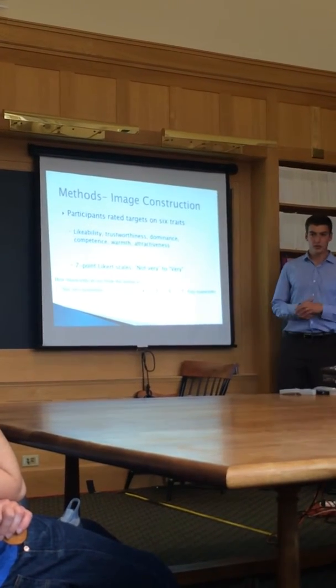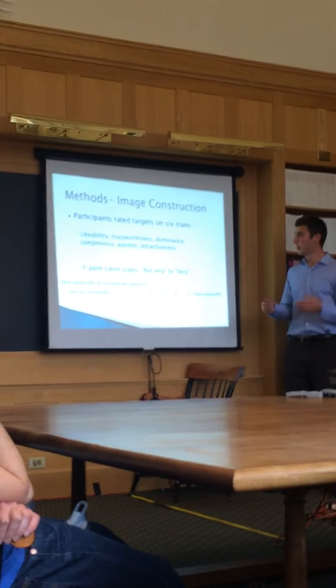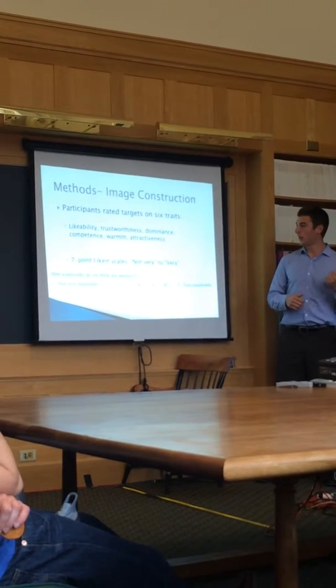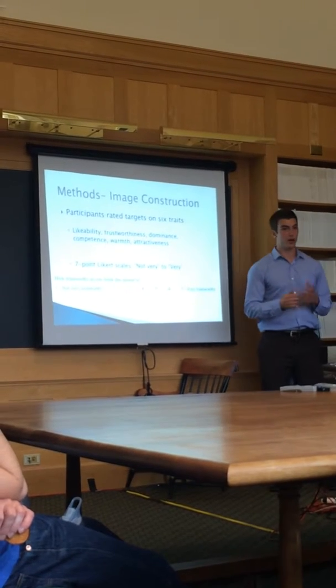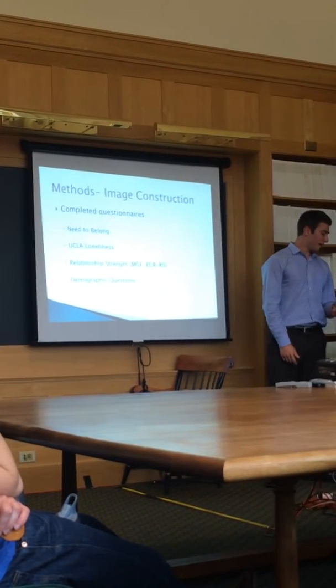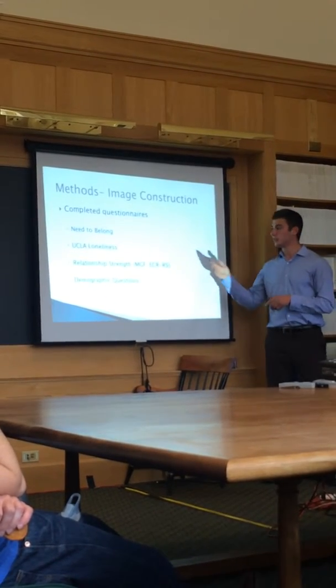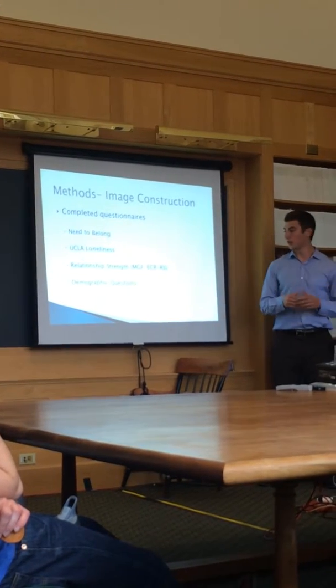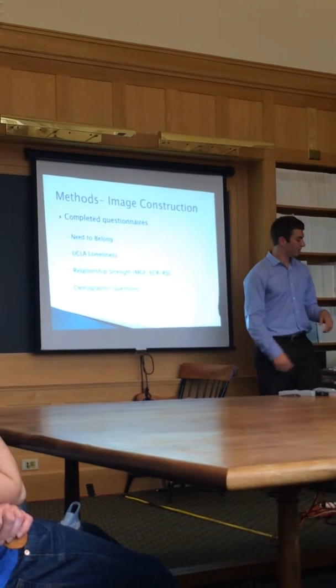And then, once they were done with the trials, I didn't show them the mental representation, but I did have them rate the target on 6 traits, including likability, trustworthiness, dominance, confidence, and attractiveness. And then I also had them complete some questionnaires on their need to belong, their loneliness, and their perceived relationship strength with the person, and then I also had them answer some demographic questions.